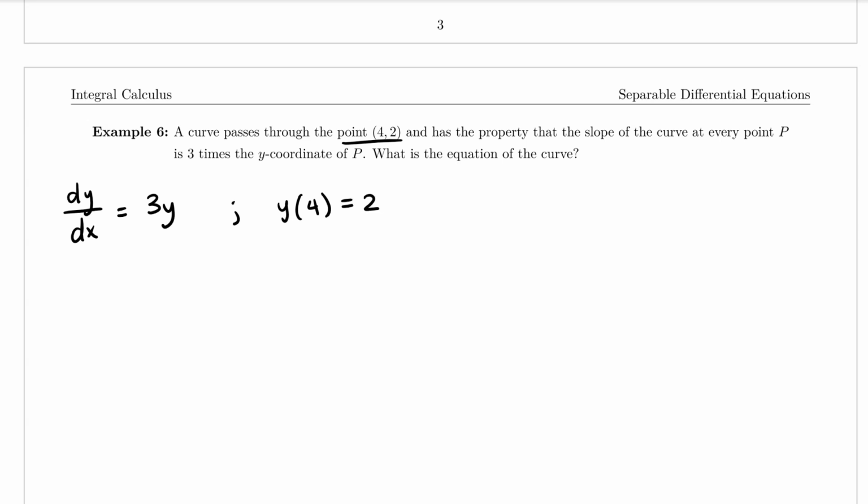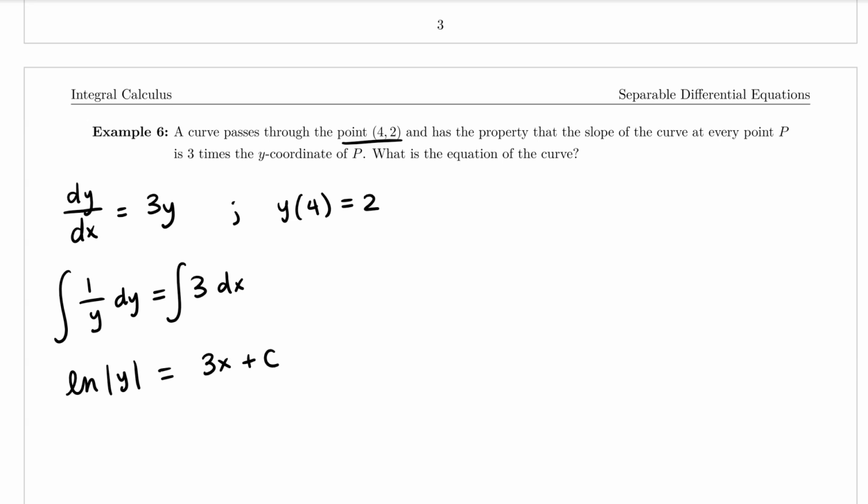So let's go ahead and separate this. I'm going to get 1/y dy is equal to 3 dx. And if we integrate, we get the natural log of the absolute value of y is equal to 3x plus our constant of integration. Then if I exponentiate both sides, I get the absolute value of y is equal to e to the 3x plus our constant of integration.